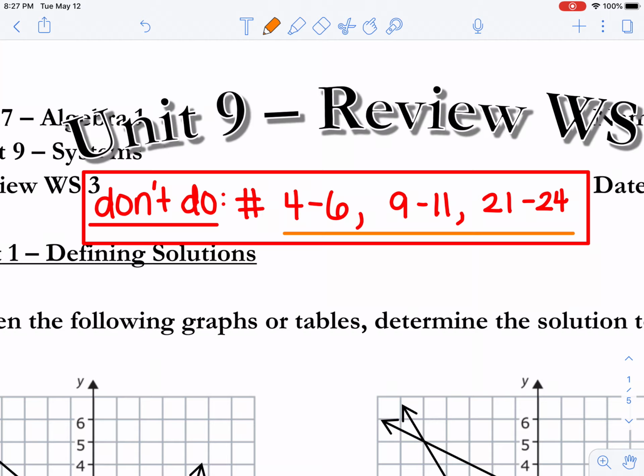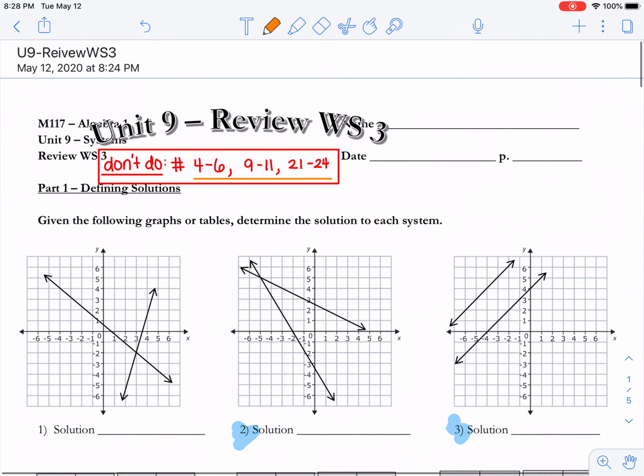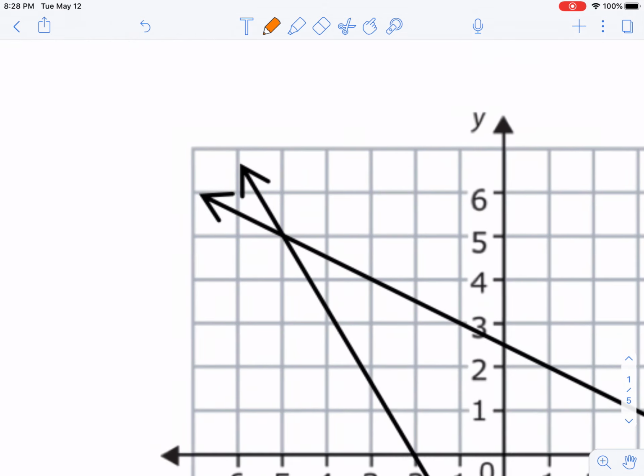Everything else on this review sheet will in some way show up on the test, so it's definitely important that you understand how to do the other problems besides the ones we're cutting out. I will post that on Schoology so you don't have to memorize it or come back to the video.